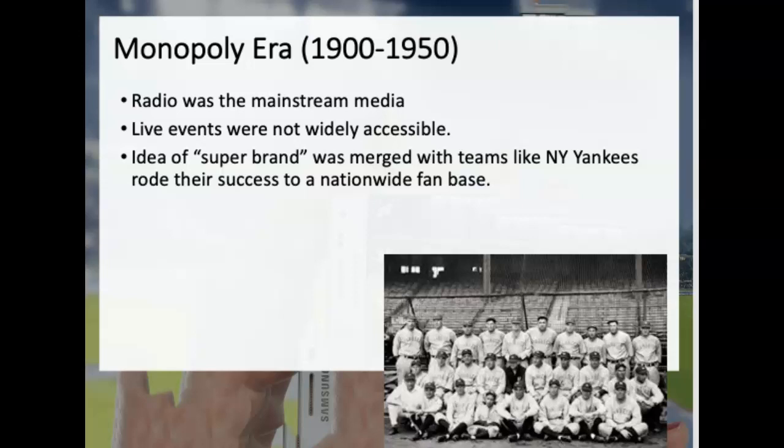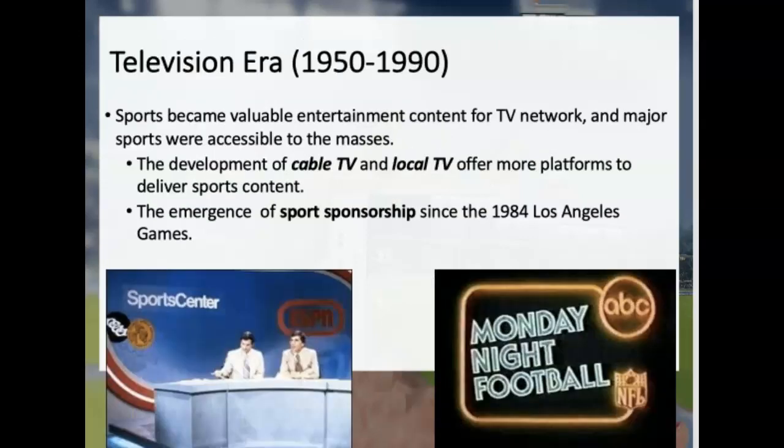A lot of people wearing their hats, walking on the streets. So this happened in the first 50 years of the 20th century. Later, from 1950 to the 1990s, television became the mainstream channel. In the 1950s, more and more people started to watch sports through TV networks.